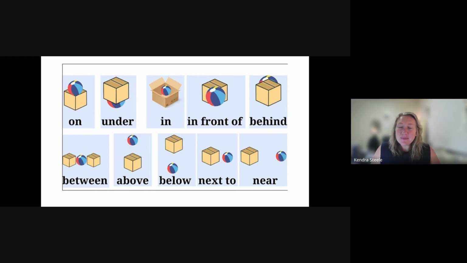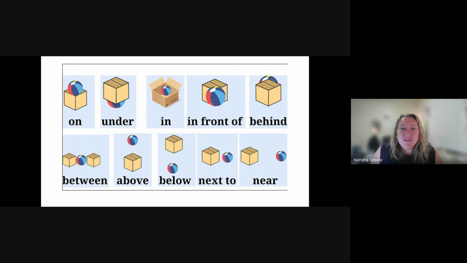Now, I like to explain here the difference between on and above. If something is on something else, it means it's touching it. Here, the ball is touching the box, it's on the box. Above means that they are not touching, there's space here. So, for example, the ceiling or the roof is above me. It's not touching my head, but it is over me.